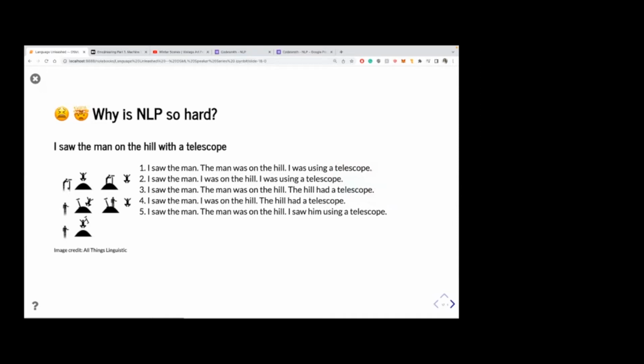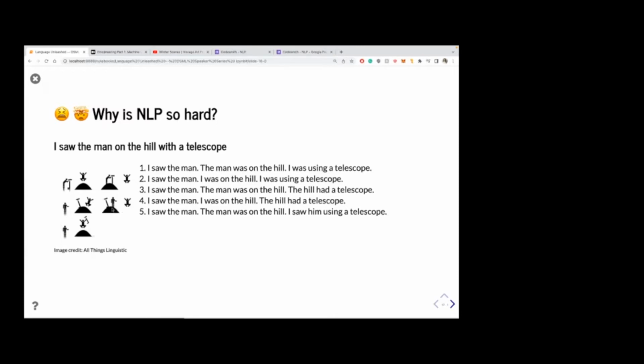But basically, I saw the man. The man could have been on the hill and I was using the telescope to see the man. Or I saw the man and I was on the hill and I was using the telescope, but the man was not on the hill. Or I saw the man who was on the hill and had a telescope, which will be this 3rd image right here, or the 4th one, which is I saw the man, I was on the hill, and the hill had a telescope, but I was not using the telescope.